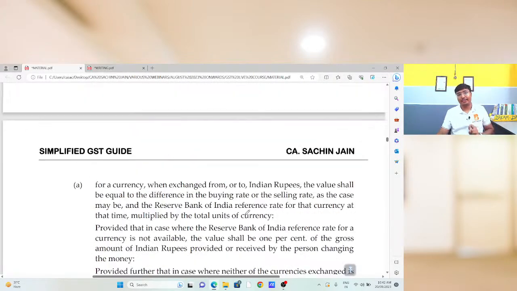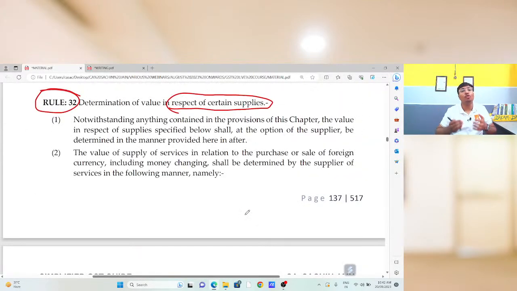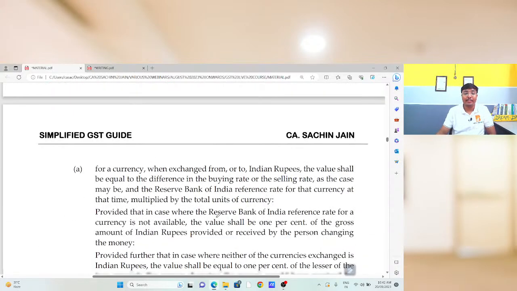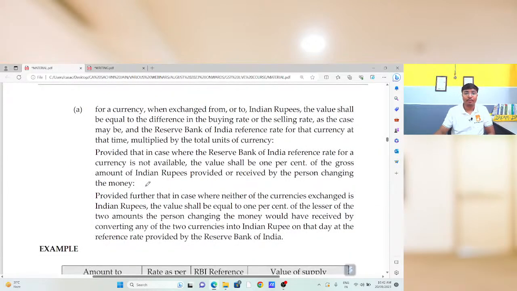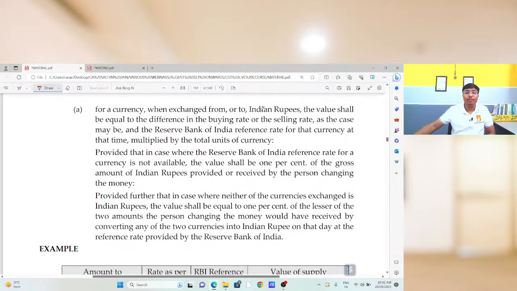we have two options, that is, the bank has two options to opt. The bank may adopt any one option, and accordingly the bank has to charge GST on the value of supply of service, and the bank has to decide the value of supply of service. So for that purpose, the first option is that for currency when exchanged from or to Indian rupees, the value shall be equal to the difference in the buying rate or selling rate as the case may be, and the Reserve Bank of India reference rate for that currency multiplied by the total number of units.